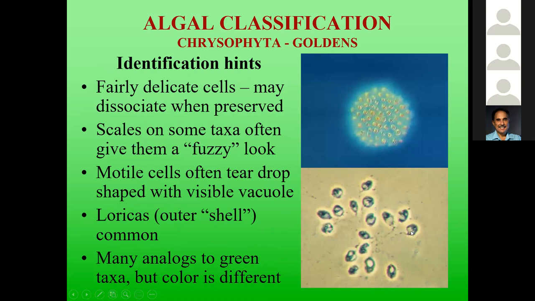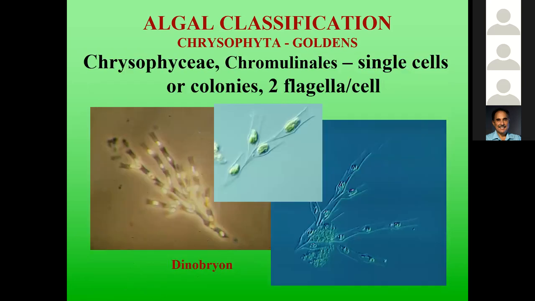Okay, it's a chrysophyte, not a green. What the hell one is it? You know, geez, it's not in its characteristic grouping. Hard to say. You've got to look at the ultrastructure, get as fine a view as you can. Often teardropped, often have that fuzzy appearance, particularly under phase. Some of them have that outer shell. And again, a lot of analogs to the green algae.